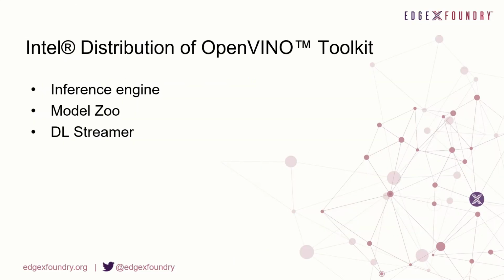For this particular training, we're going to be using three components of OpenVINO Toolkit. The first one is the inference engine. This inference engine is the core, the heart of OpenVINO, is the one that is in charge of doing the inferencing, the heavy workload for deep learning use cases.